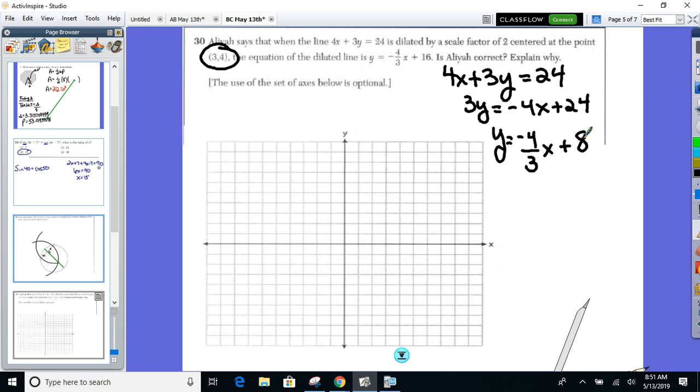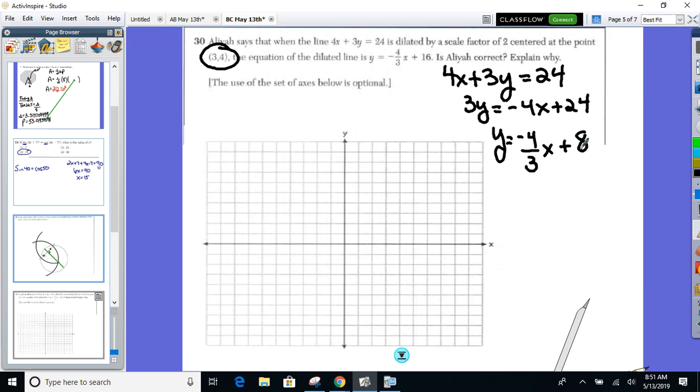And I know most of you are saying, oh, it's a scale factor of 2, 2 times 8 is 16, she's right. Let's move on. And that's not how it works. That would work if I dilated around what point? Origin. You're not dilating around the origin when you just multiply the y-intercept by 2.